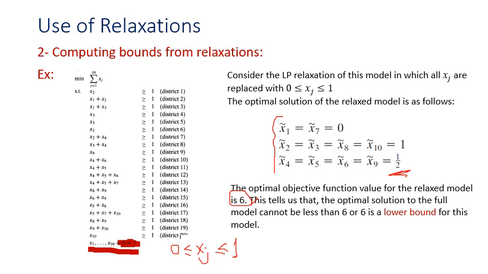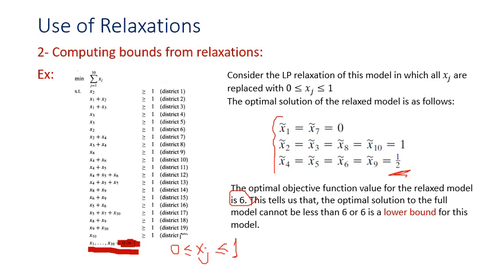And what does it mean? It means this. If you solve this original problem with all x variables being 0 or 1, the number of fire stations that you are going to establish will not be less than 6. It can be 6, it can be 7, 8, 9, okay? But it cannot be less than 6. So without solving the problem, we know that we need at least 6 fire stations.